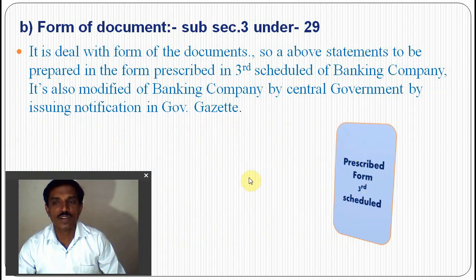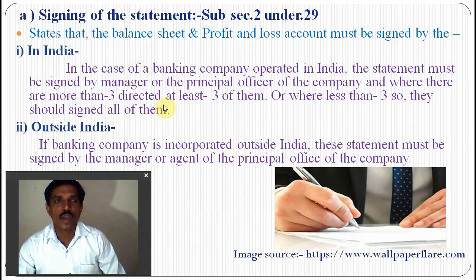So prescribed form in Third Schedule. And the next is the signing of the statement under Section 29 subsection 2. In India, in the case of a banking company operating in India, the statement must be signed by the manager or the principal officer of the banking company.